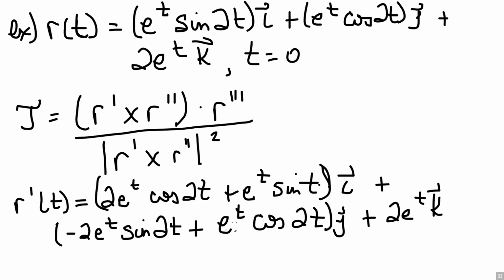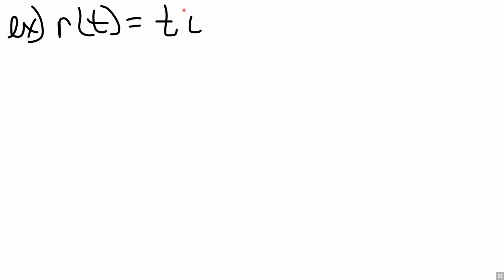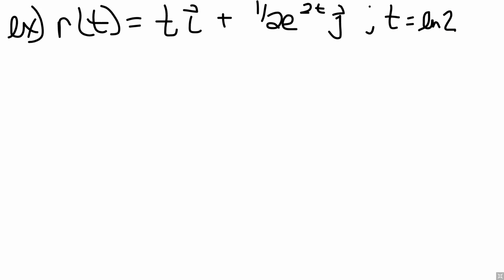All right, so let's look at the next problem. We have that r of t is equal to t in the i direction plus 1/2 e to the 2t in the j direction. And we're told that t is equal to the natural log of 2. I'm going to go ahead and do all the derivatives for this because we're going to need them for torsion.